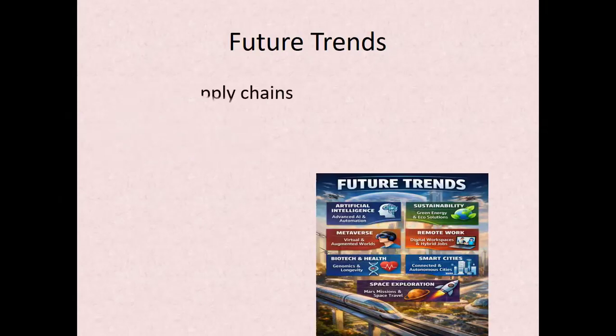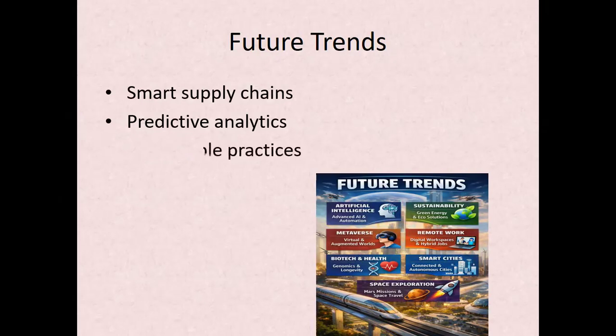Let us see the different future trends in supply chain risk management and resilience. Looking ahead, supply chains are evolving rapidly. A smart supply chain powered by automation and AI will become more common. Predictive analytics will enable proactive decision making. Sustainability will also play a major role, ensuring environmentally responsible operation. So the future lies in intelligent, agile, and sustainable supply networks.